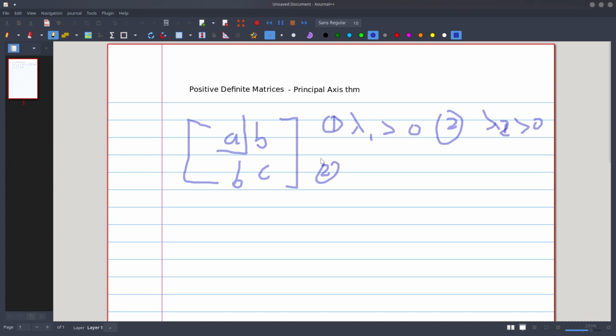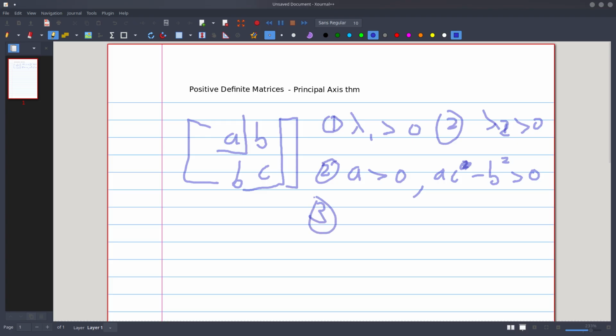But okay, you take the 1 by 1 determinant, and A has to be greater than 0; that determinant needs to be positive. And you also take the 2 by 2 determinant. What is the 2 by 2 determinant? In this case, it's quite trivial. It's just AC minus B squared. Not AC squared, it's just AC minus B squared. And this needs to be greater than 0. So this is the 2 by 2 determinant.